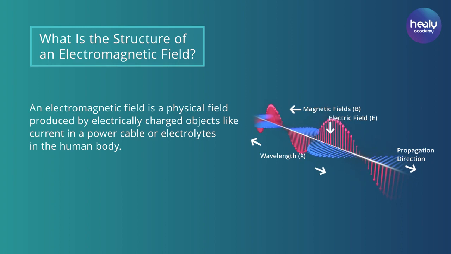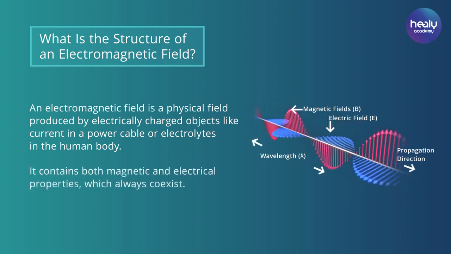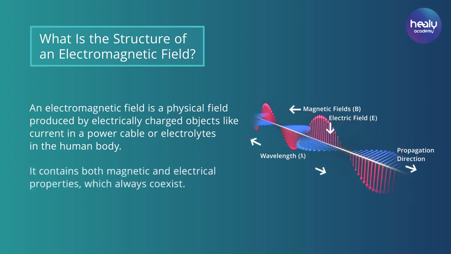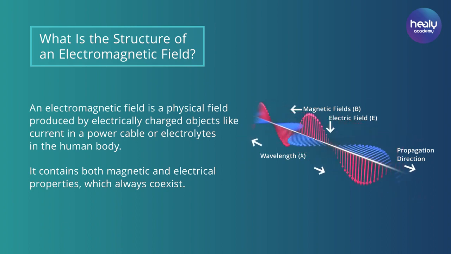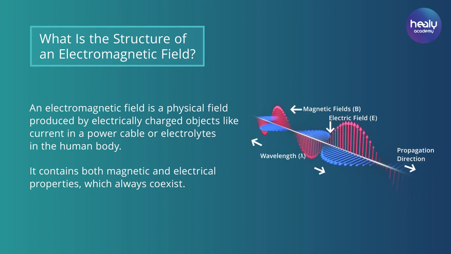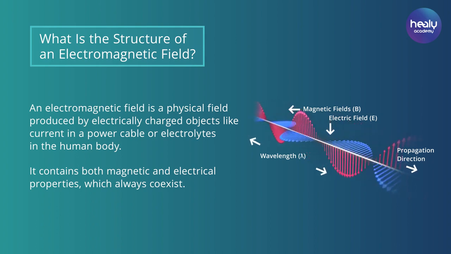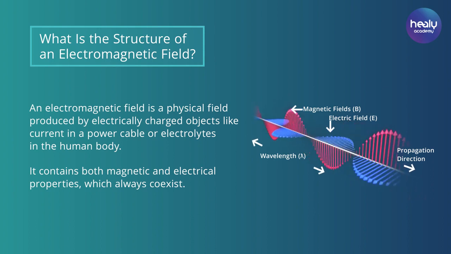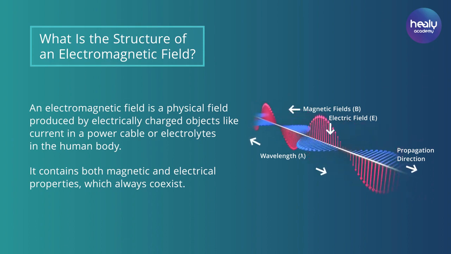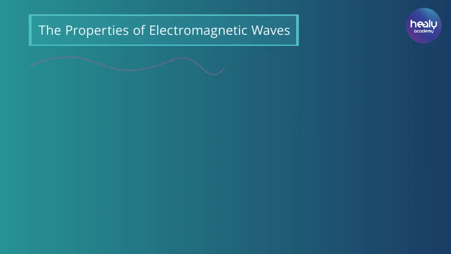As the name suggests, they are composed of inseparable electrical and magnetic components. Together, the physical parameters of these two components, for example, magnetic and electric field strength, wavelength, and flux direction, define the specific properties of an electromagnetic field and its position in the spectrum known to us. The properties of electromagnetic waves.